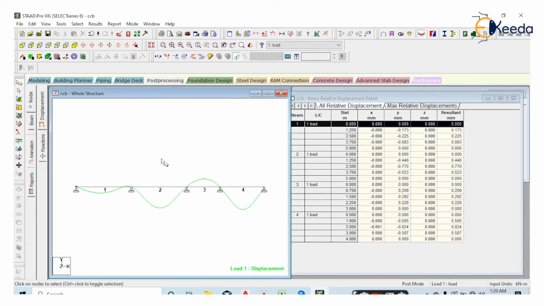At the center of the beam, there is a deflection of 0.770. At the 3.75 meter length, there is a deflection of 0.523 mm. At the end point of the beam, there is no deflection, which is 0, 0, 0. Like that, you can find a deflection in all the beams, beam number 1, 2, 3, 4, or whatever.